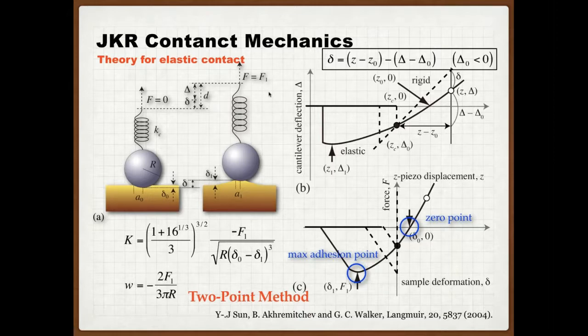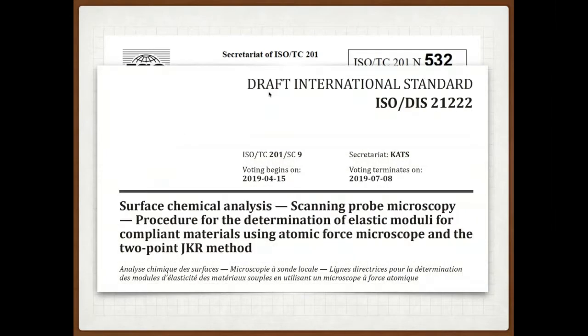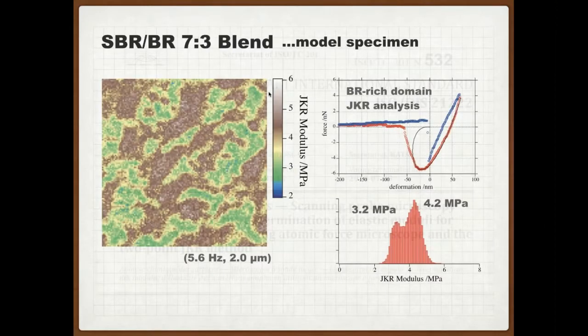Anyway, the most important point is that this type of nanomechanical analysis is now under ISO standardization, and I'm the convener of this field. Actually, the nanomechanics calculation using the JKR two-point method is now the draft version of the ISO standardization document, so you will see this document soon, within a year or so. Using this type of analysis, you can perform nanomechanical analysis on various types of polymeric material.